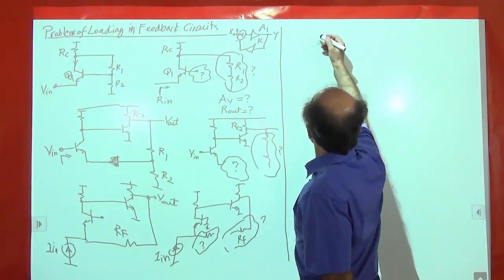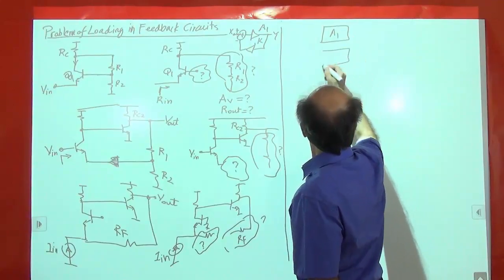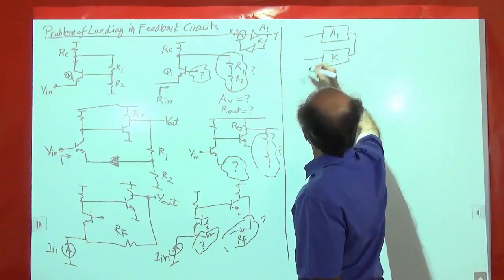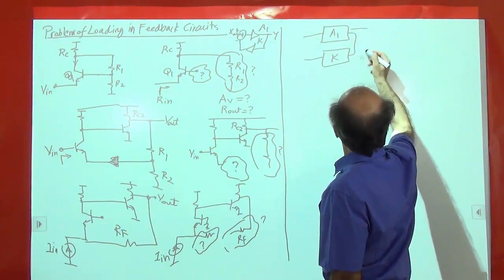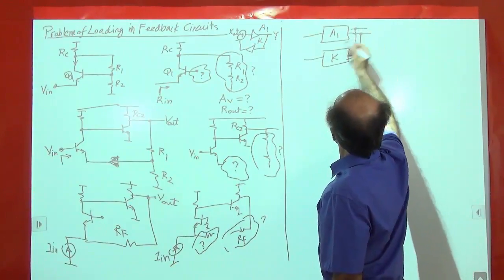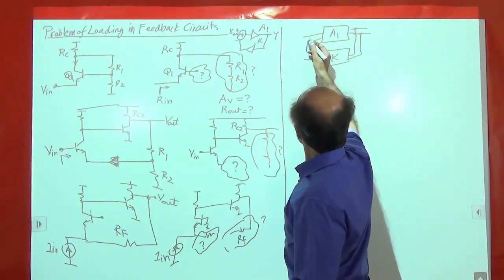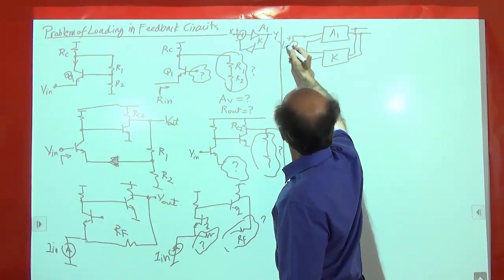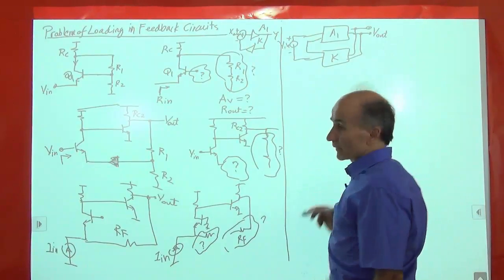What is really happening is that when we have A1 and K, and these are connected like so. Let's see, I'll give you one example of voltage feedback because that's easier to see. So we are sensing a voltage here and we are returning a voltage here, right? Okay, so the difficulty is this.